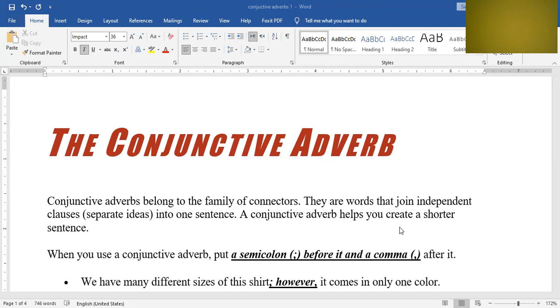It's meaningful. You don't need any other sentence to make it meaningful. A conjunctive adverb helps you to create a shorter sentence. Now, when you use a conjunctive adverb, put a semicolon, as you see here, before it and a comma after it.